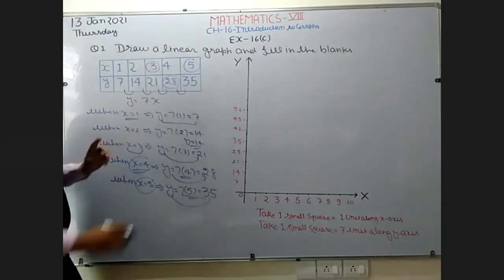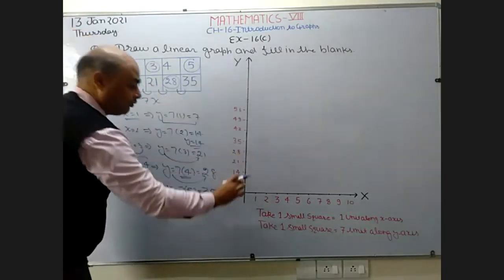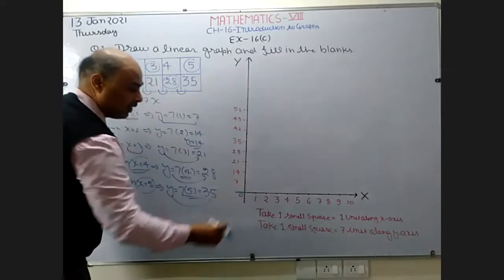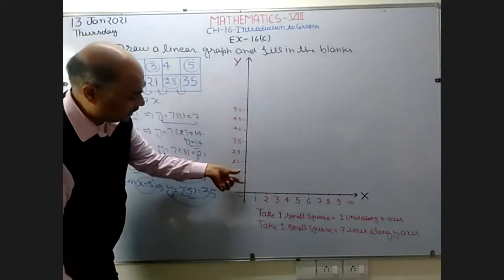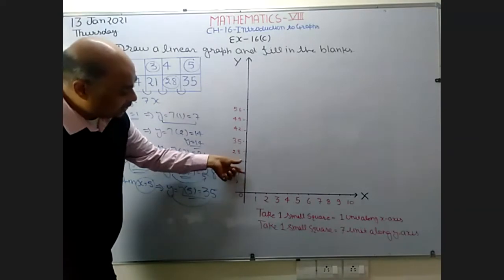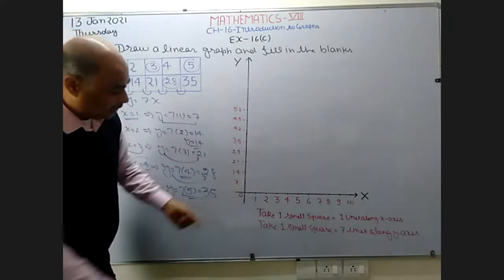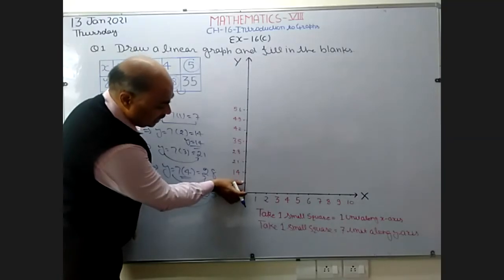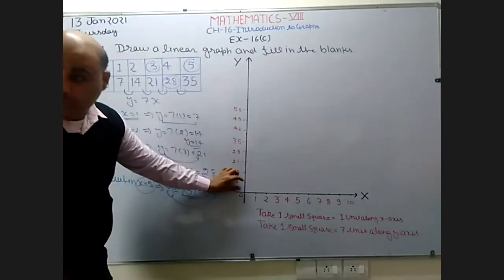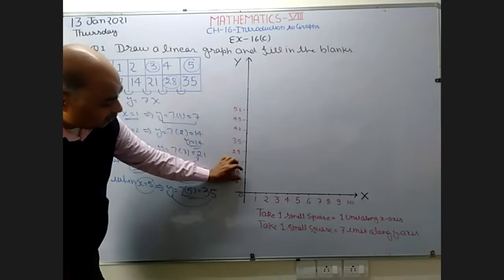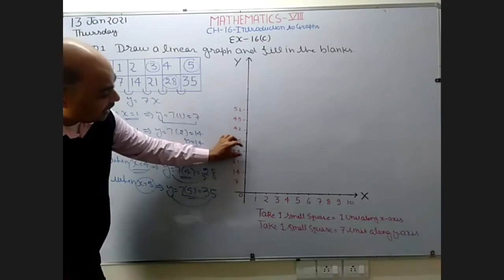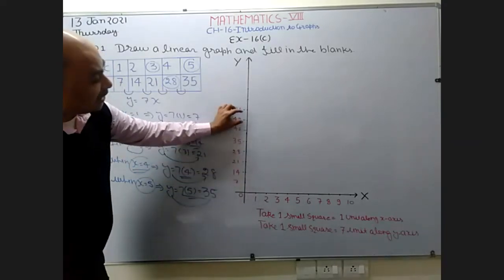So along the y-axis I take one small box equal to 7. If I take one small box equal to 7, the next one is going to be 14. Similarly, the next one is going to be 21, adding 7 to the previous one. Along the y-axis, I take this small box equal to 7. So the next are going to be 14, 21, 28, 35, 42, 49, and 56.